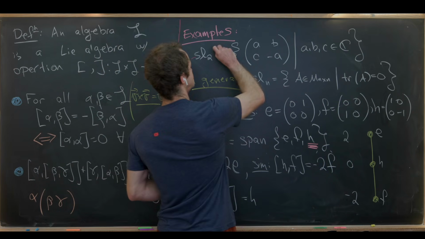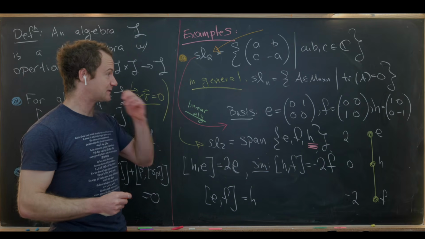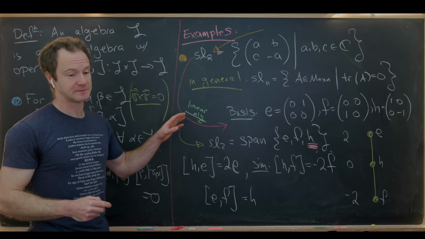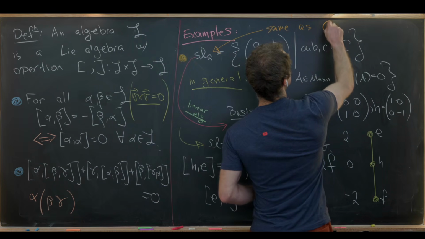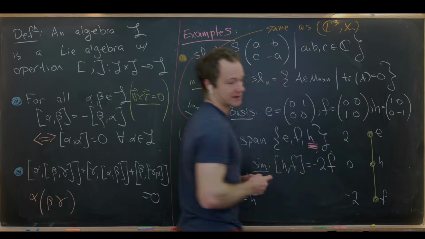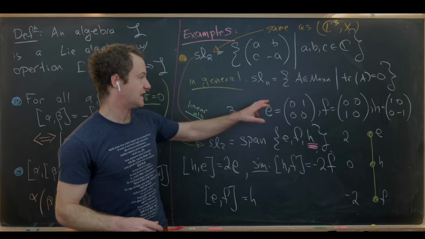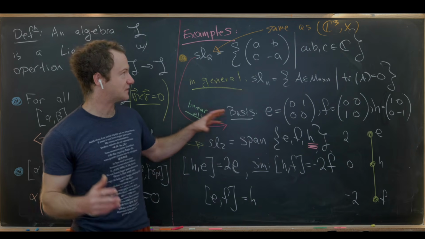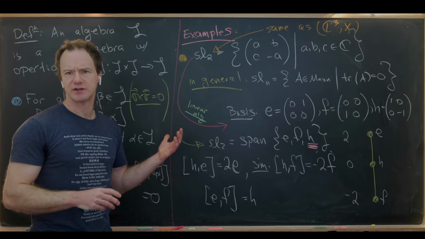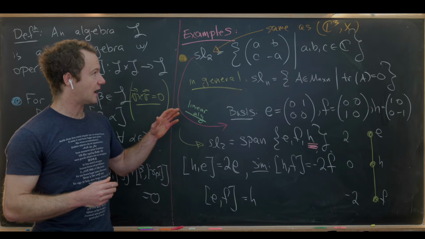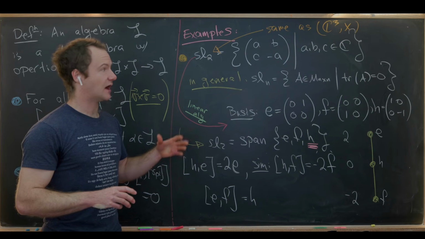Furthermore, if you notice, this thing is three-dimensional, right? And in fact, if you were to do a change of basis, you could see that this is the same as C3 with the cross product. It's the same structure. So this bracketing operation with E, F, and H, if we do a change of basis, you'll get something similar to the cross product operation with three-dimensional complex vectors. That's not super clear, but it's not super hard to check either.